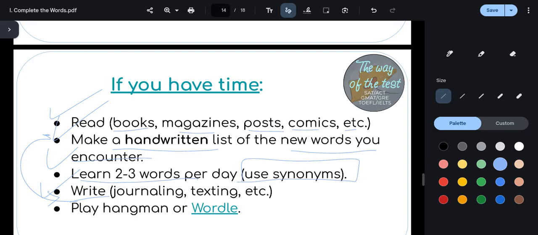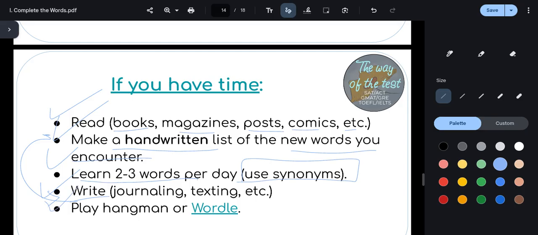So you can do some journaling, maybe even texting your friends in English helps. Journaling is more personal, and I think it's a little bit better because when you journal, you write full sentences, versus texting your friend, where you don't have to write full sentences or spell correctly. But either way, just do anything that involves writing.